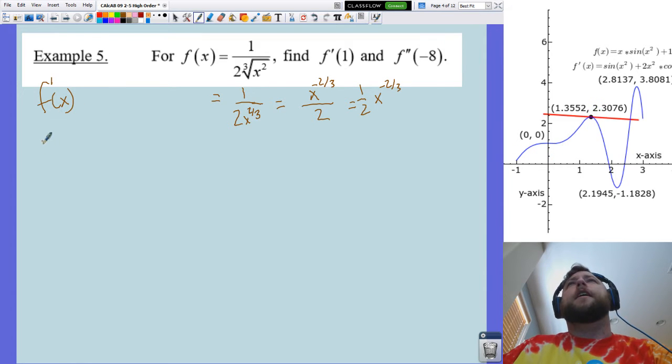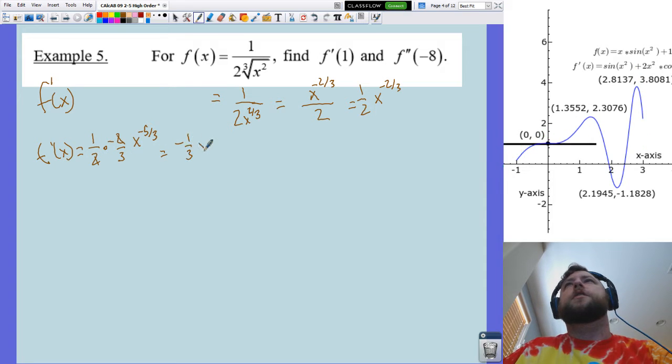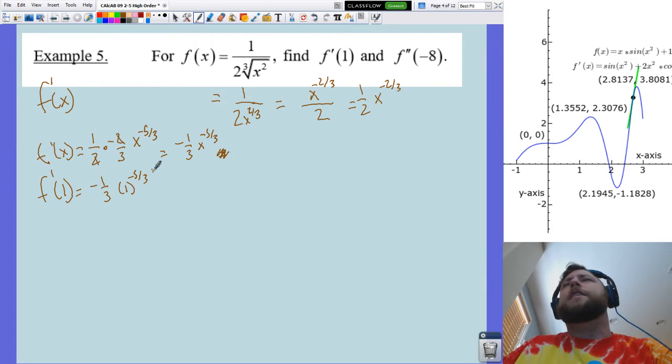So f prime of x is the derivative of this. It'll be 1/2 times negative 2/3 times x to the negative 5/3. Cancel the 2's. This comes out to negative 1/3 times x to the negative 5/3, and now we're going to plug a 1 into this. So f prime of 1 is negative 1/3 times 1 to the negative 5/3. 1 to any power is just 1. So my answer is negative 1/3.